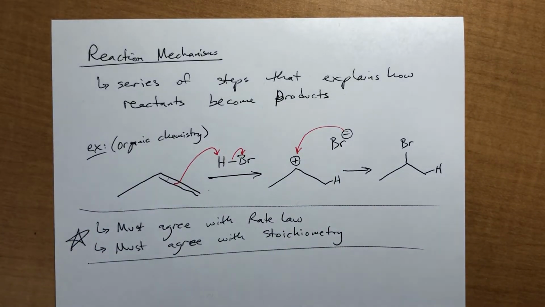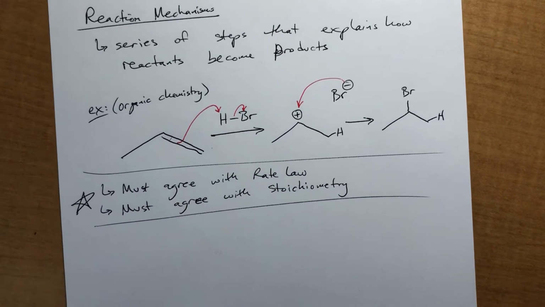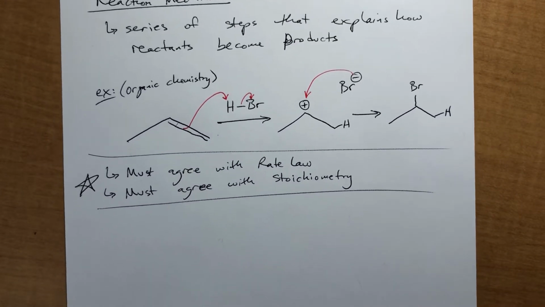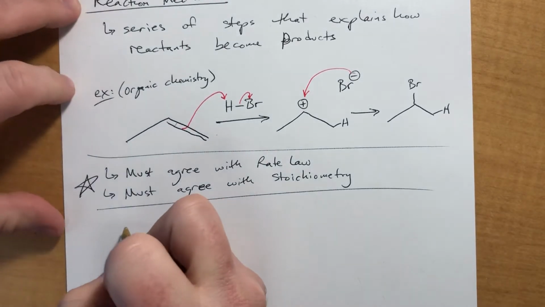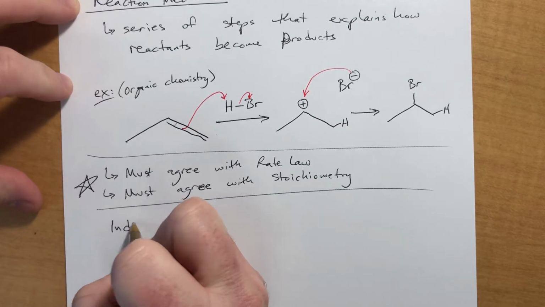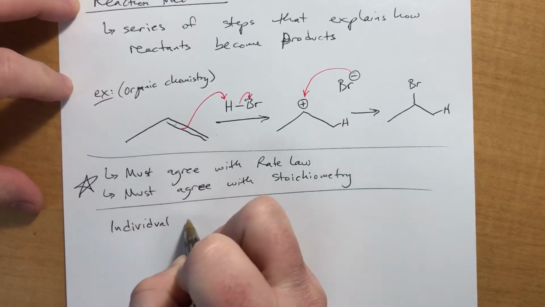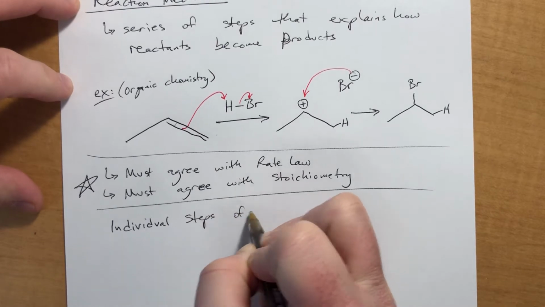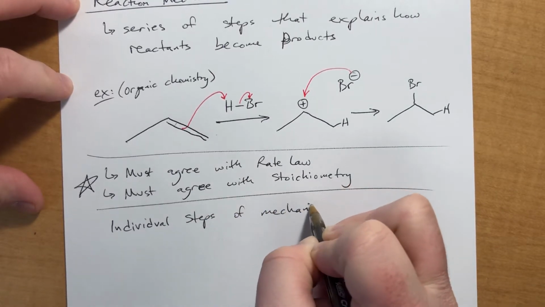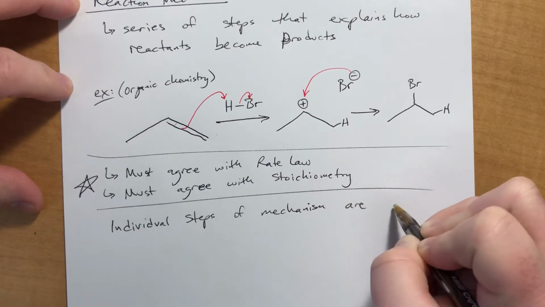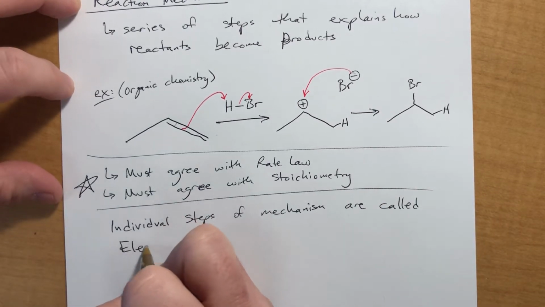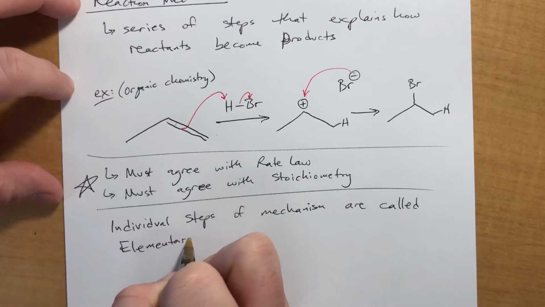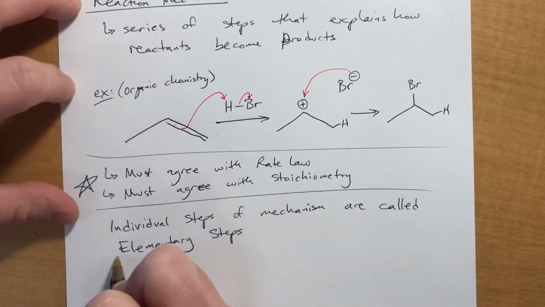Okay. Each of the individual steps are called elementary steps. I'm from New York, so if you hear me, I'm not from New York, so if you accidentally hear me say elementary, it's the same word, sorry. So the individual steps of a mechanism are called elementary steps. Okay.